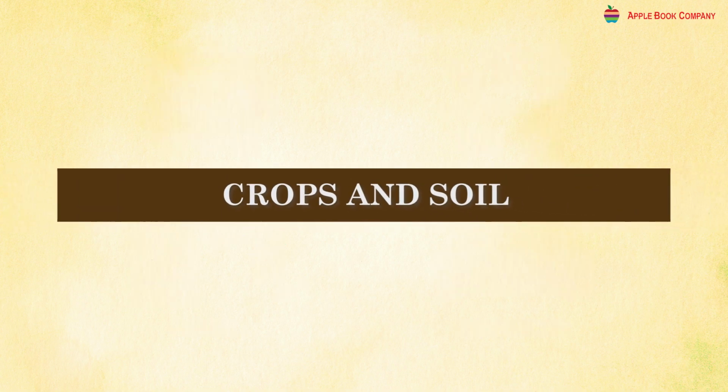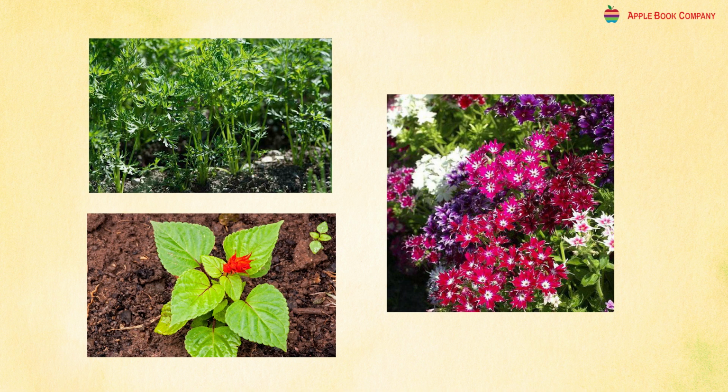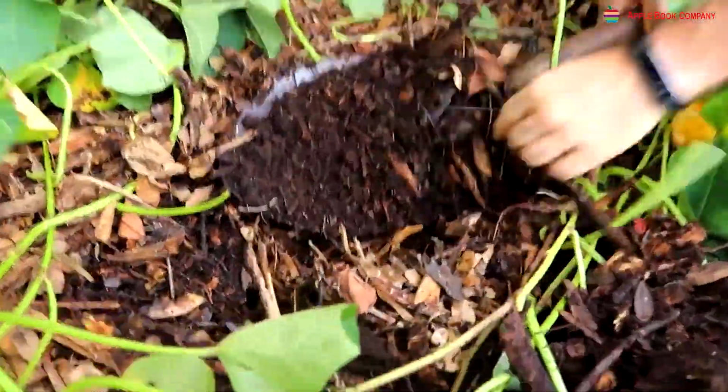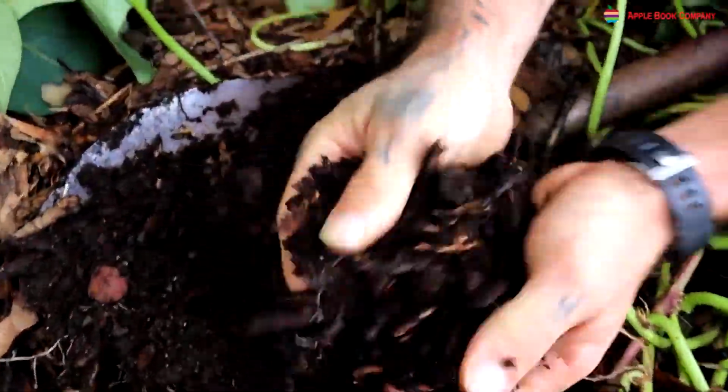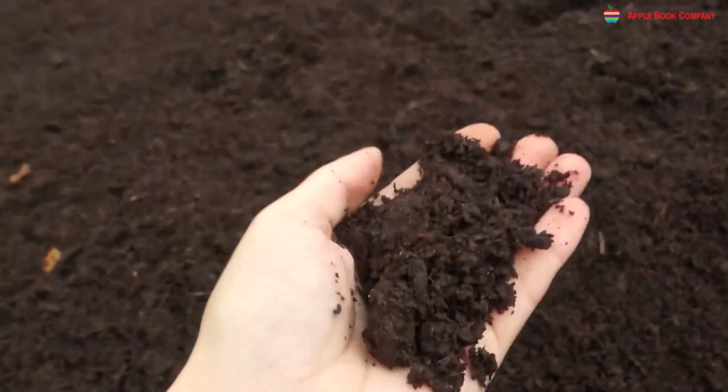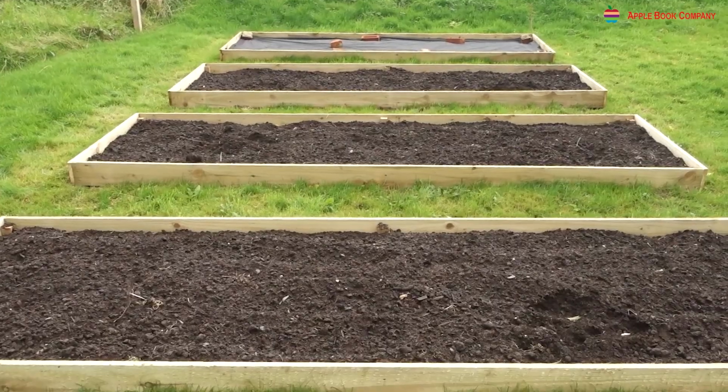Crops and soil. Different plants need different types of soil to grow. Some need sandy soil, others need clayey soil. Most plants grow well in loamy soil. All plants grow well if manure is added to the soil. Manure contains a lot of humus which makes the soil fertile.